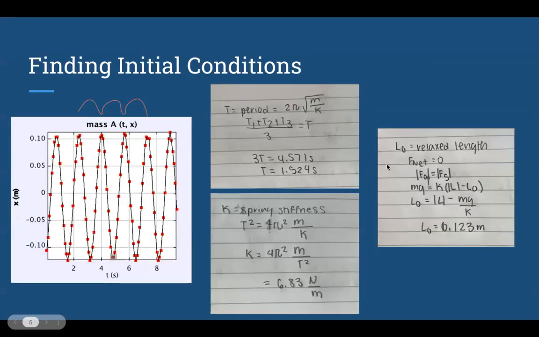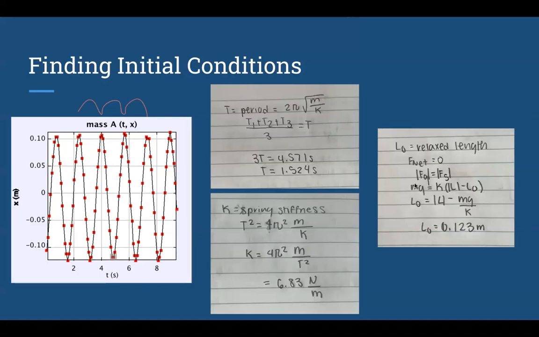Here's how I found the initial conditions of the period, the spring stiffness, and the relaxed length. For the period, I found 3 periods outlined right here, and I divided by 3 to find an average of 1.524 seconds. Then I used the formula that the period is equal to 2 pi times the square root of mass over the spring stiffness to find the spring stiffness of 6.83 newtons per meter.